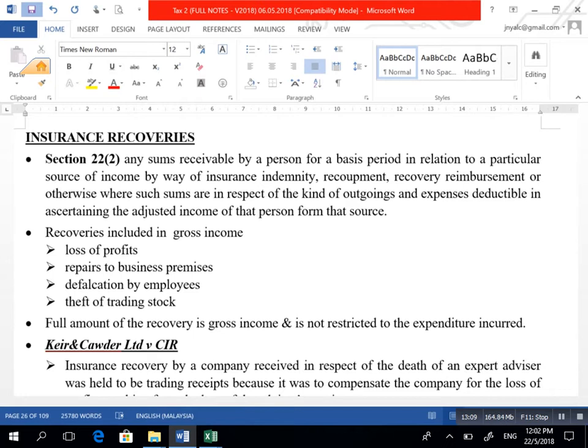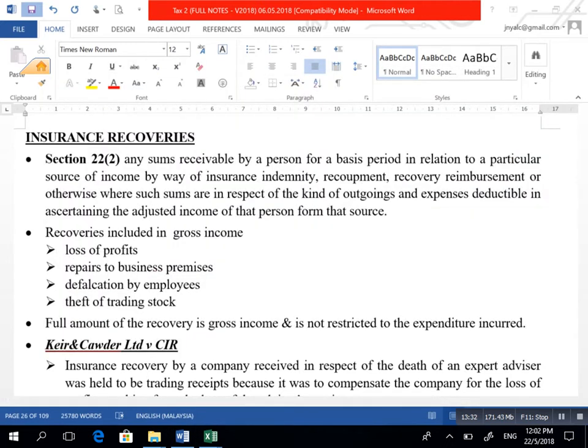Now class, before you can claim and get back the insurance recovery, you must actually buy the insurance first. Correct? And you must pay the premium first. Am I right? So expenses come first. Then maybe in future, if anything happens, you will get back money. That is your income already, right? Recoveries.